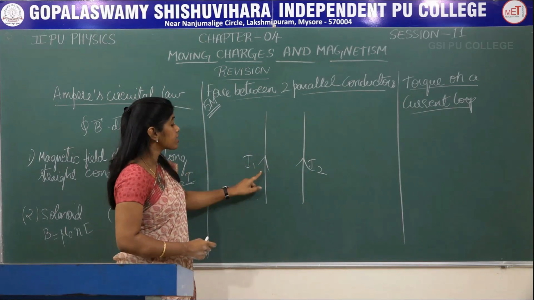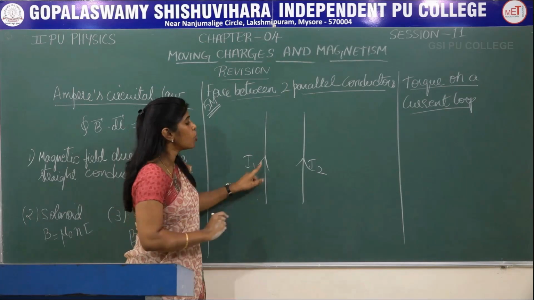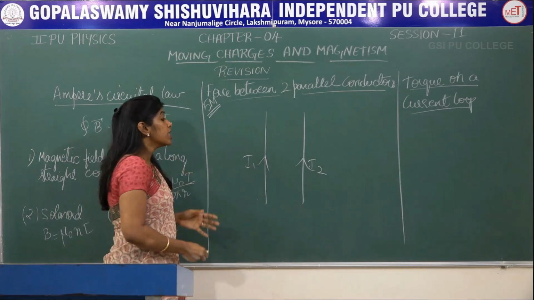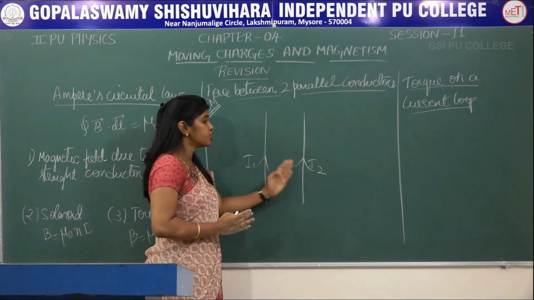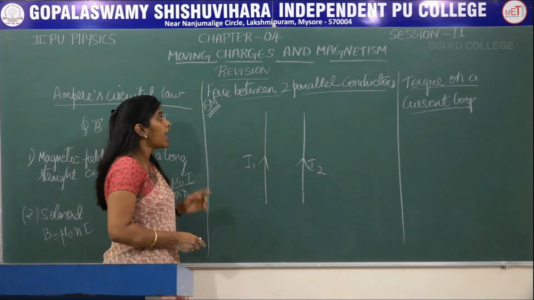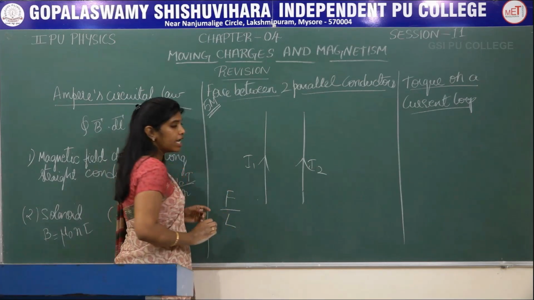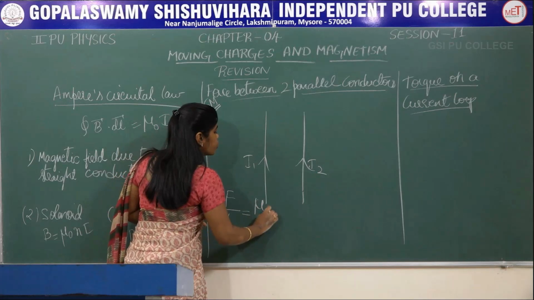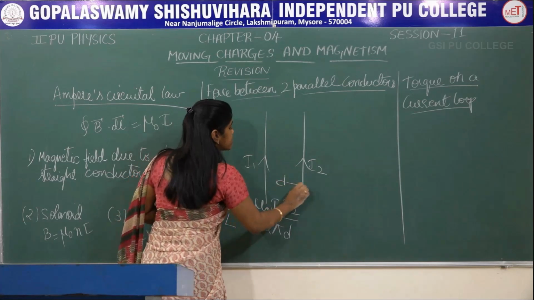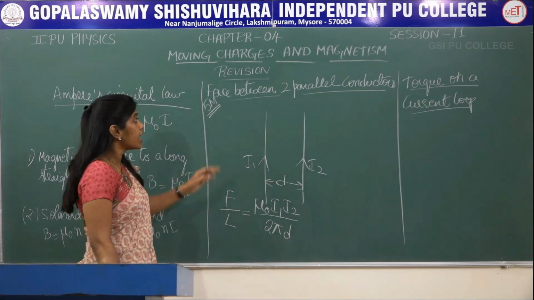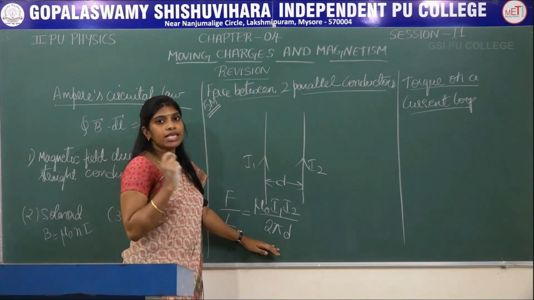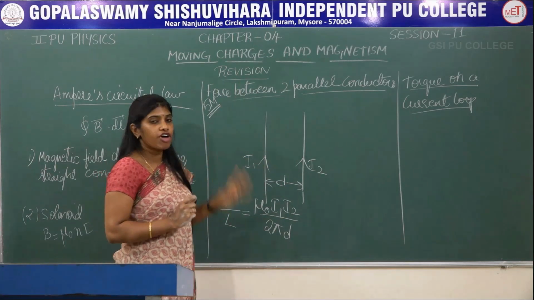That is, the current I1 exerts force on the second conductor which is having current I2, and vice versa. The magnetic field produced by the first conductor acts on the second one, and the magnetic field produced by the second conductor acts on the first one, and the force per unit length in this case was equal to mu naught I1 I2 by 2 pi d, where d is the distance between the two conductors. And in this derivation, you are going to derive this formula, and hence you are going to define what is ampere. So the whole thing carries 5 marks.